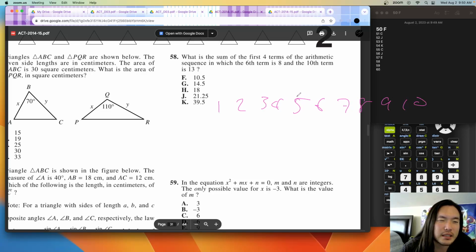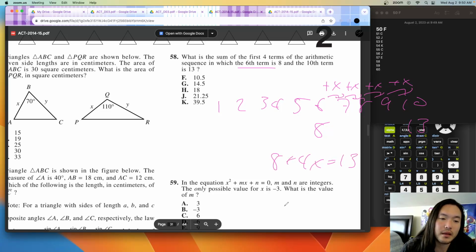So they're saying that the 6th term is 8 and the 10th term is 13. Okay, so we're going to add some number x at each step, right? We're going to add x, add x, add x, add x. So 8 plus 4x equals 13. That means 4x is equal to 5, x is equal to 5 over 4.